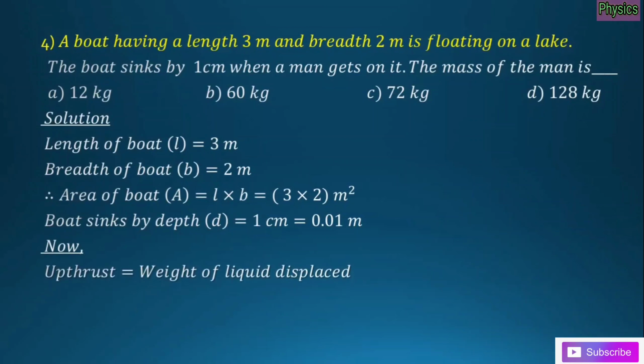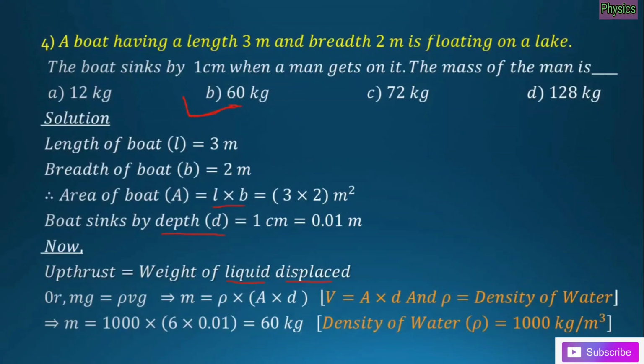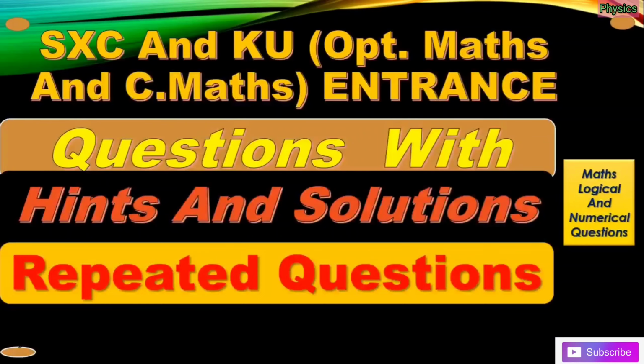You have to know the formula: thrust equals the weight of the liquid displaced, or mg equals rho Vg. Rho means the density of water as it is sinking in water. Then g and g cancel, m equals rho into A into d, where volume equals area into depth the boat sinks. You have to know the density of water is 1000 kg per meter cube, and you'll get the value of m as 60 kg by solving. Option B is the answer.